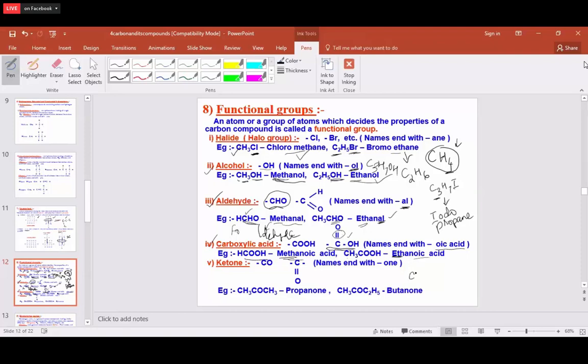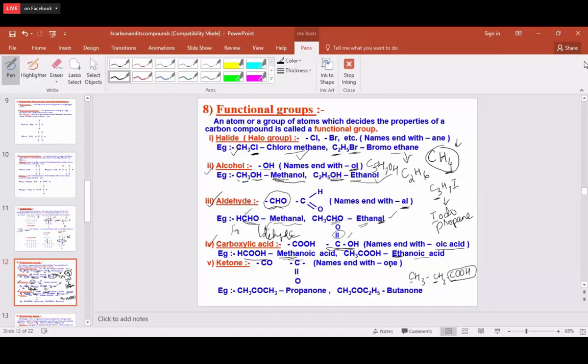Propanoic acid means CH3, CH2, then COOH. So this is propanoic acid because it contains three carbon atoms, so it is a propane group. It is propanoic acid because it contains the COOH group.